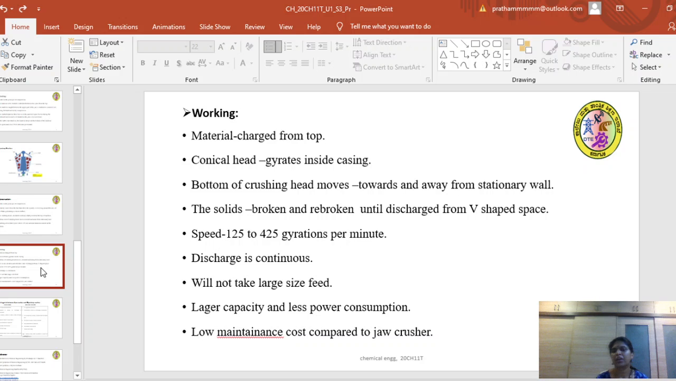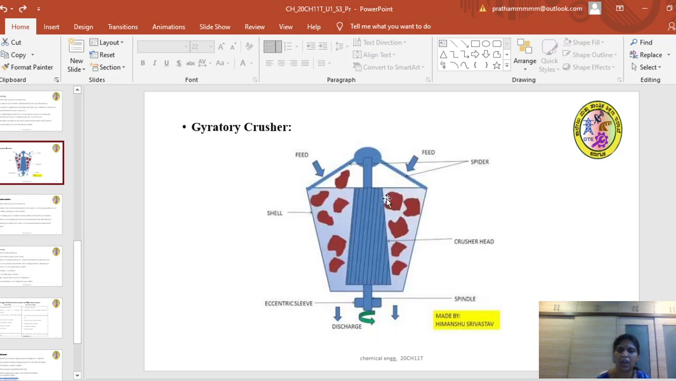So the power consumption is also less in this type of crusher, and the maintenance cost is low compared to the jaw crusher. The jaw crusher can take a large feed. So this is about the gyratory crusher. I hope you have understood this.